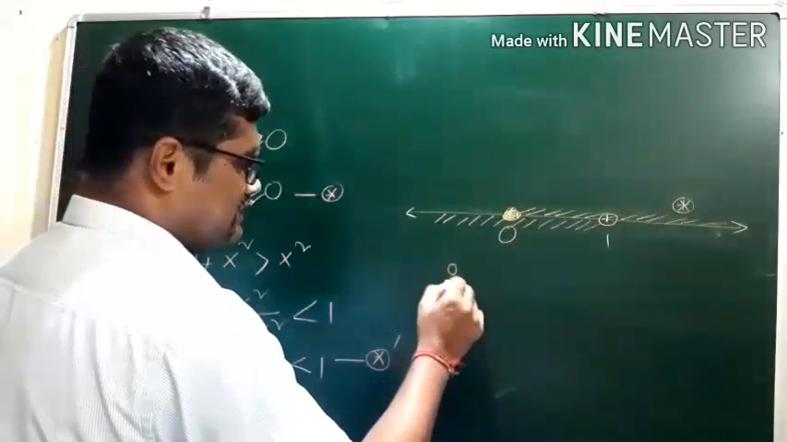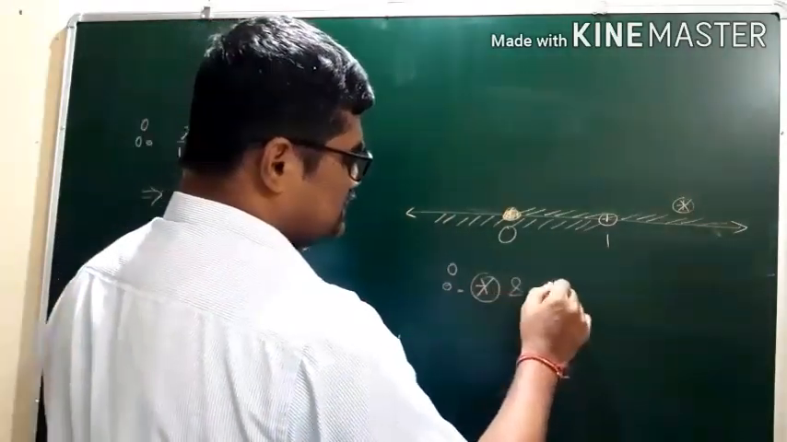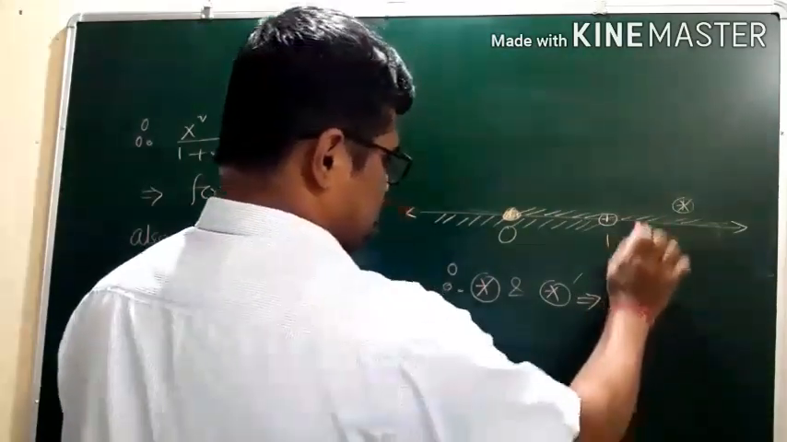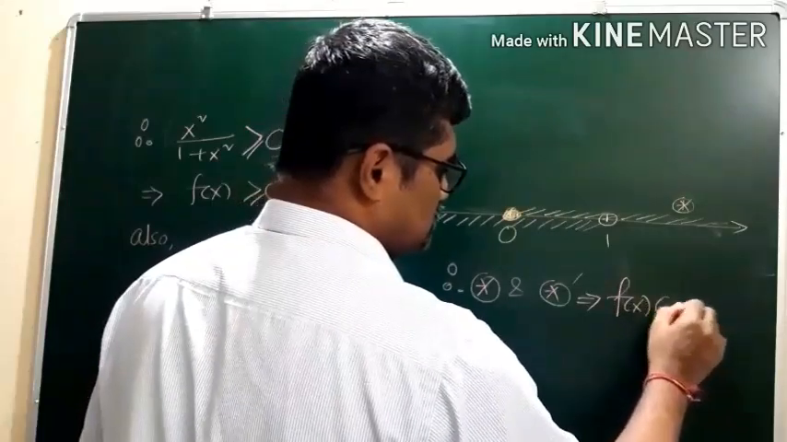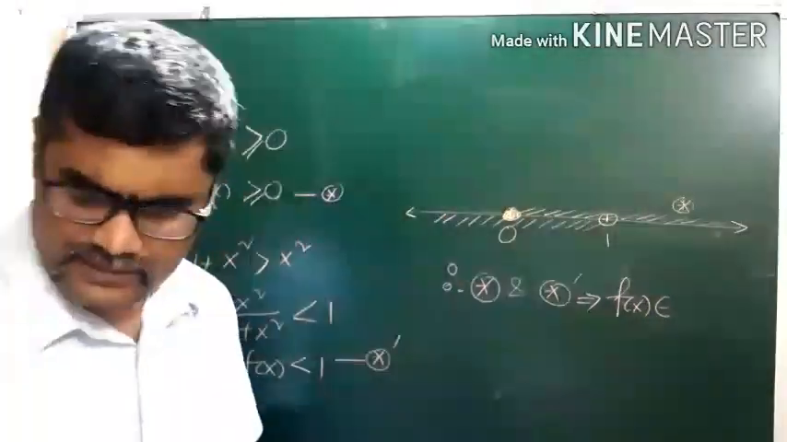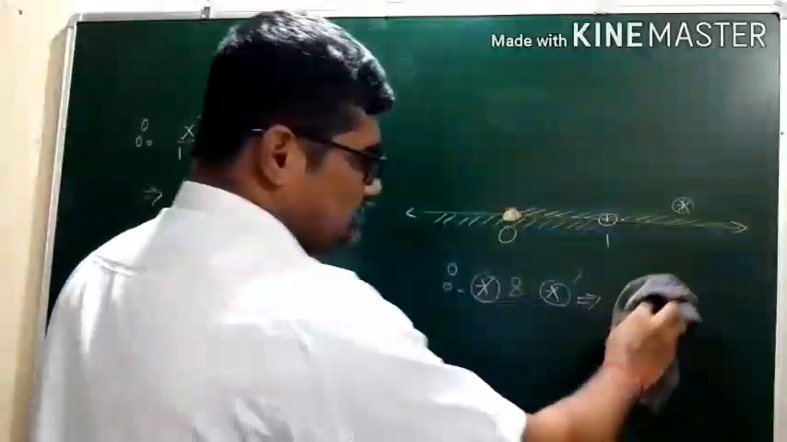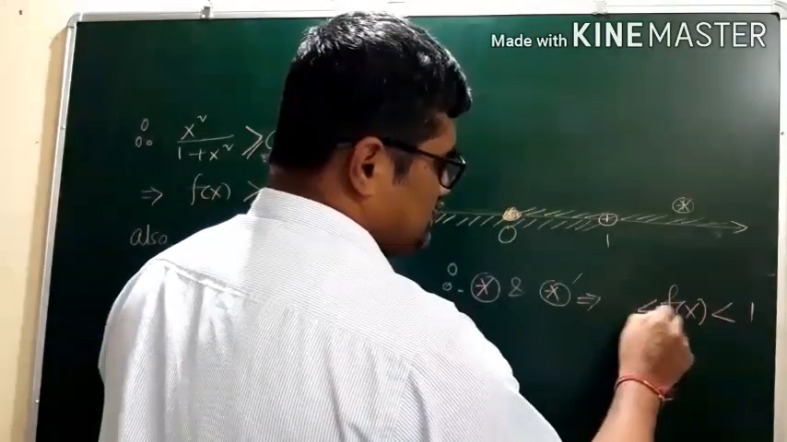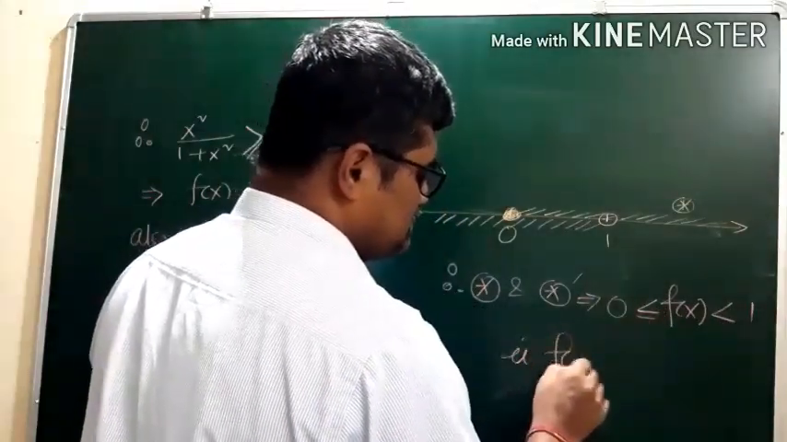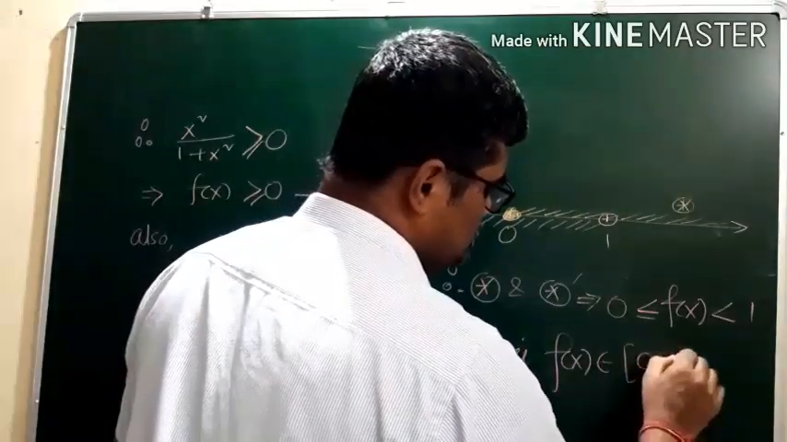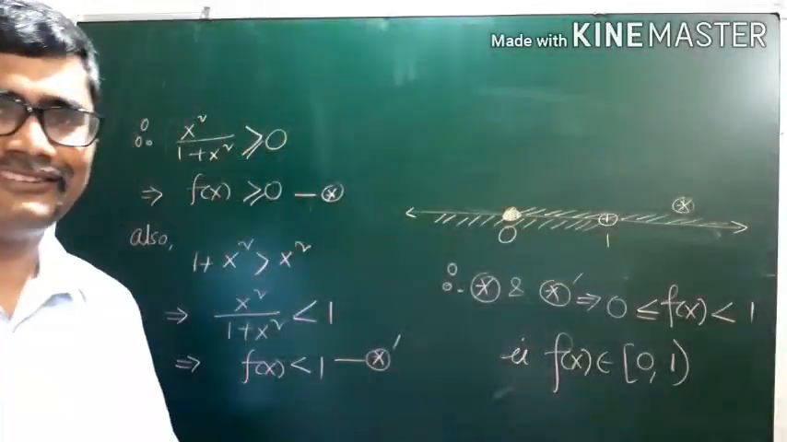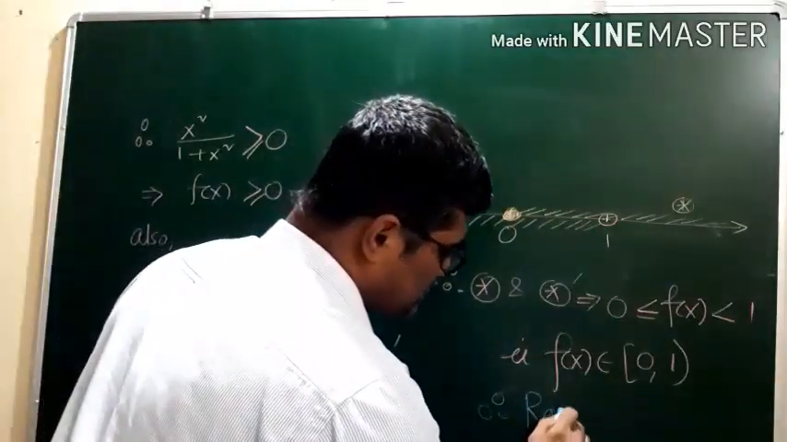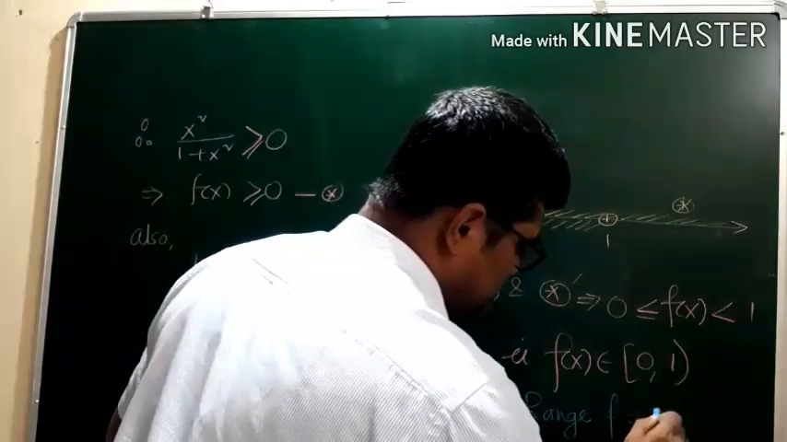So you can write, therefore, star and star dash implies f(x) belongs to, rather I'll write first in the interval format, that is less than or equal to, etc. Then you will be able to understand this better. It is like this, that is f(x) belongs to 0 to 1, open interval, right? And that's the final answer. Therefore range is, never forget to write the conclusion, right?